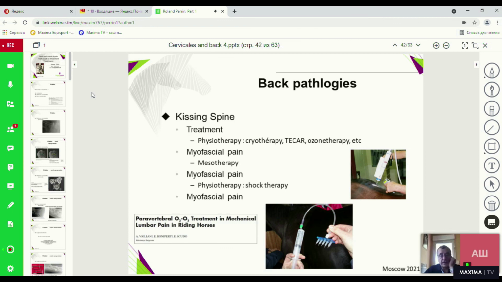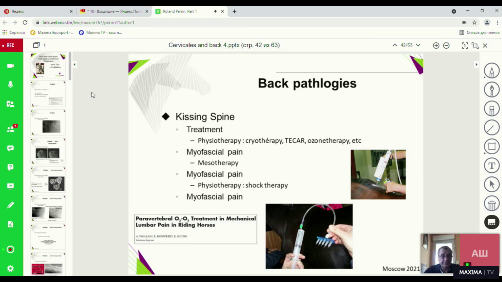Of course, when you have this kind of disease, you have myofascial pain, so you can use other techniques like cryotherapy, shock therapy, mesotherapy, ozone therapy to help all the pain of the myofascial around this kissing pain.